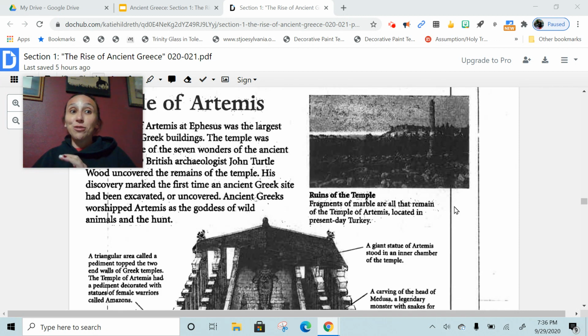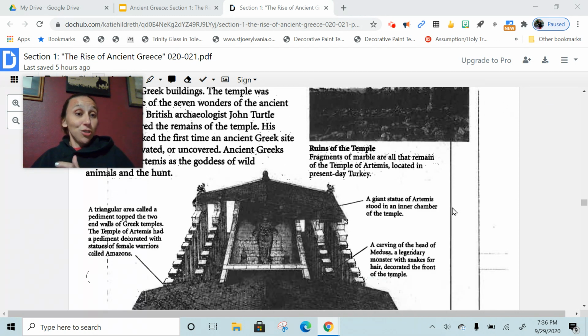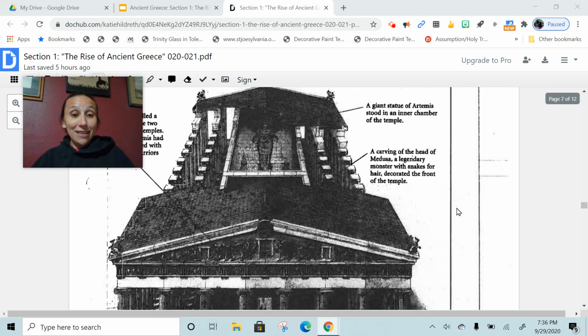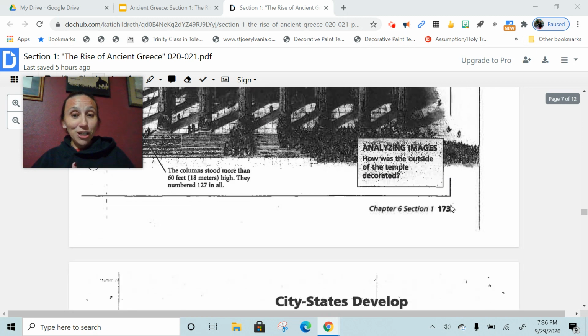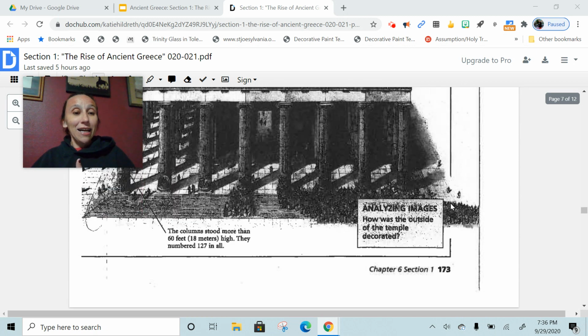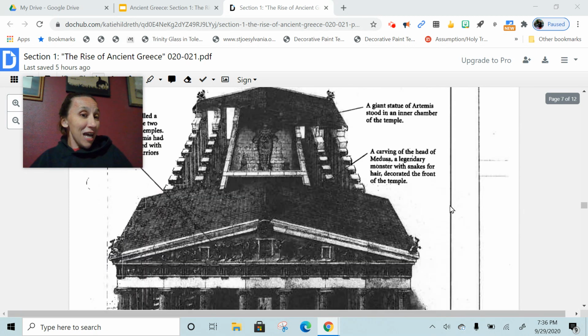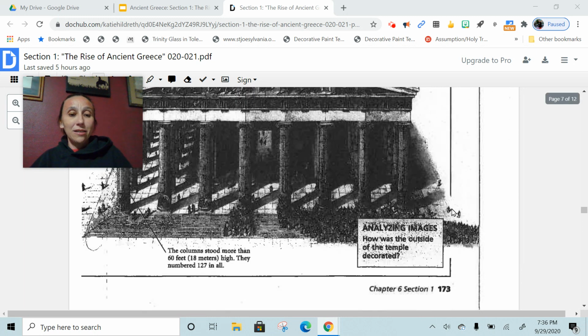So Greek mythology was a big thing. The arts were a big thing. Theater was a big thing. And this is just one picture. They would be outside for plays and things like that.